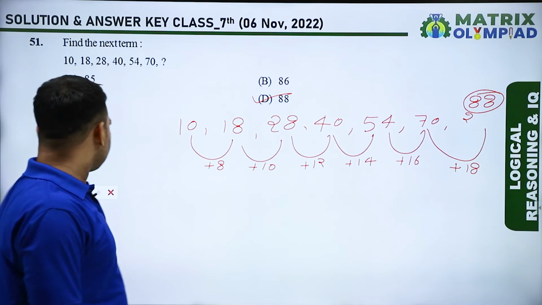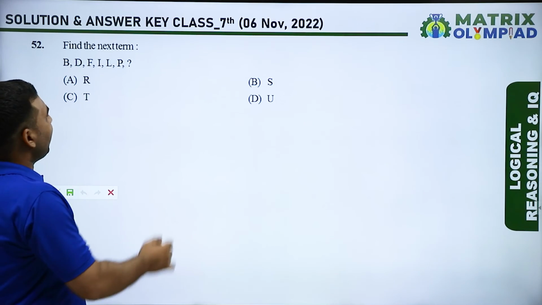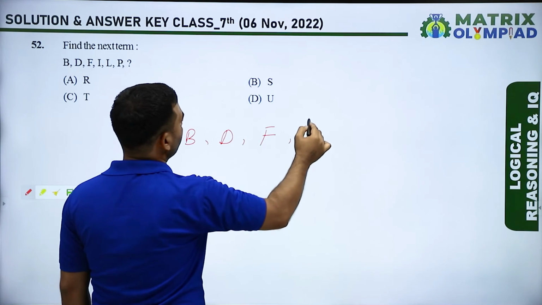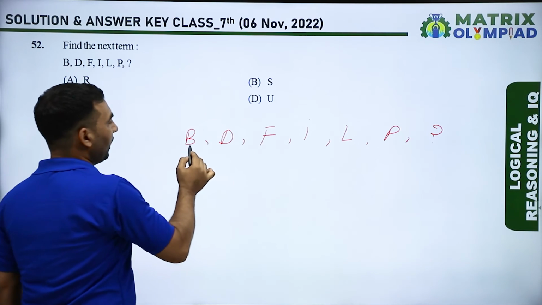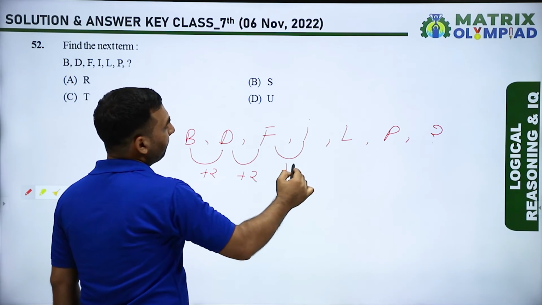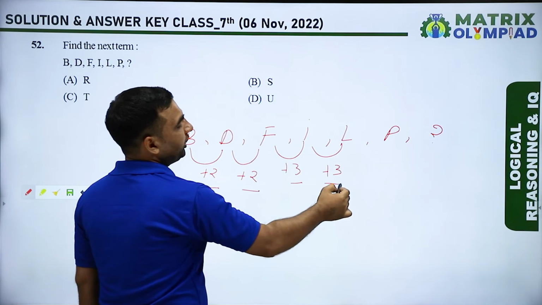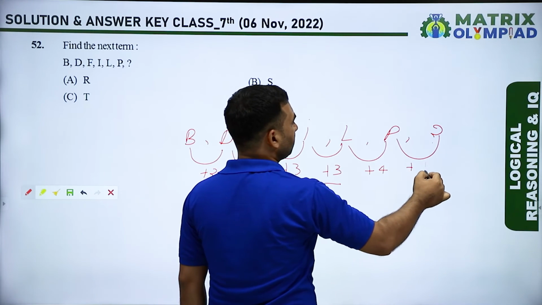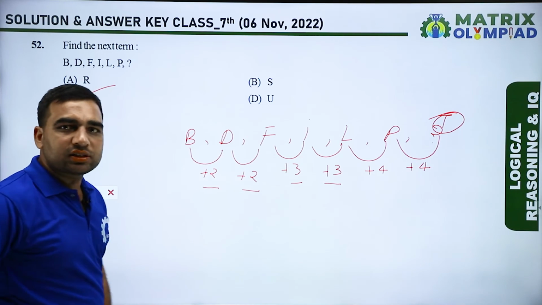Our next question is question number 52. Find the next term: B, D, F, I, L, P, question mark. B to D is plus 2, D to F plus 2, F to I plus 3, I to L plus 3, L to P plus 4, so P plus 4 is T. Our answer is option C. T is our answer.